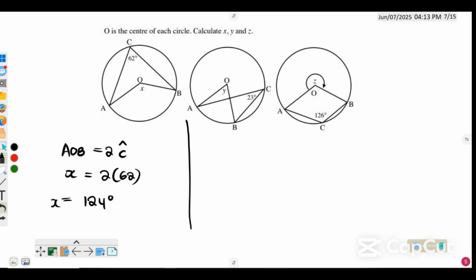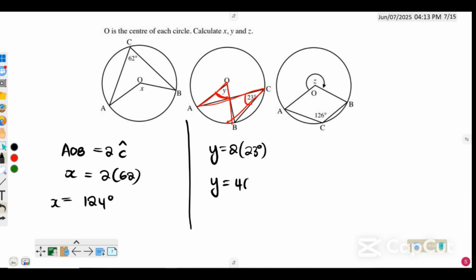And then for the second one, let's check. The arc subtends the angle y, which is at the center. The very same arc subtends angle C, which is at the circumference. So y should be equal to 2 times 23 degrees. Angle at center being twice angle at the circumference.